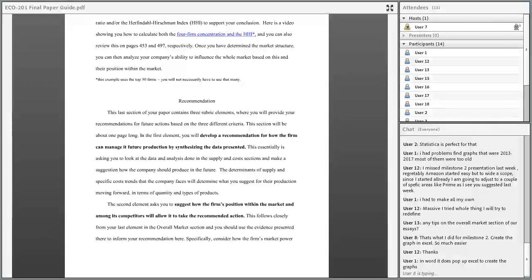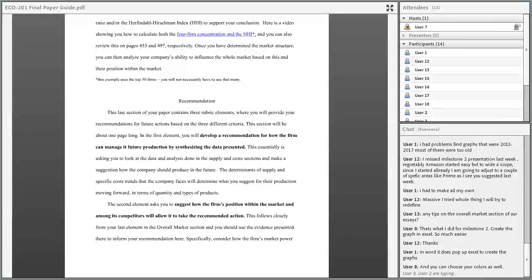Yes, Les. It's easier to create the graph in Excel if you can, just putting the numbers in and then getting it to do the graph. You're welcome, Kenny. We have a few more minutes for questions.